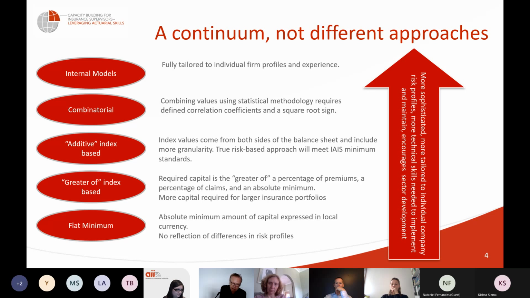So we can see that we have nobody reporting the flat minimum approach. We have 4 at the greater of, 2 additive, and 5 combinatorial, and then nobody on the other extreme.